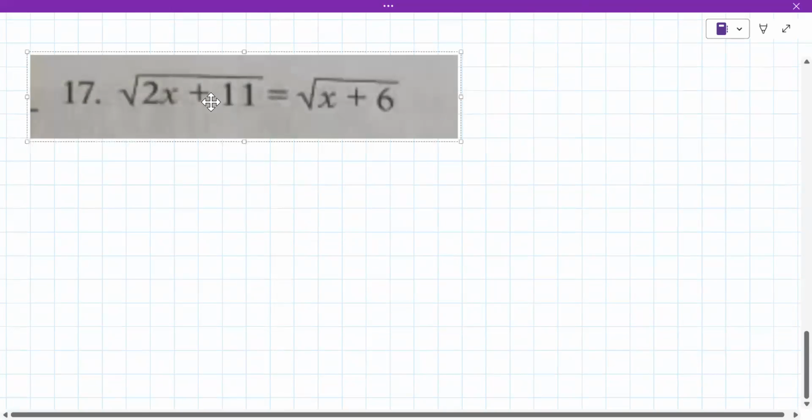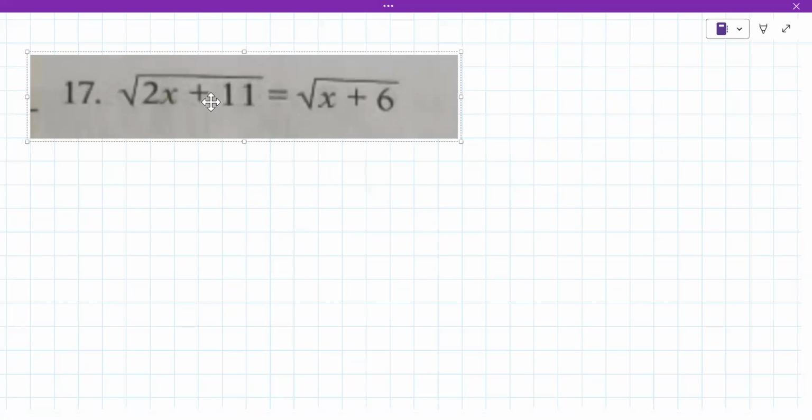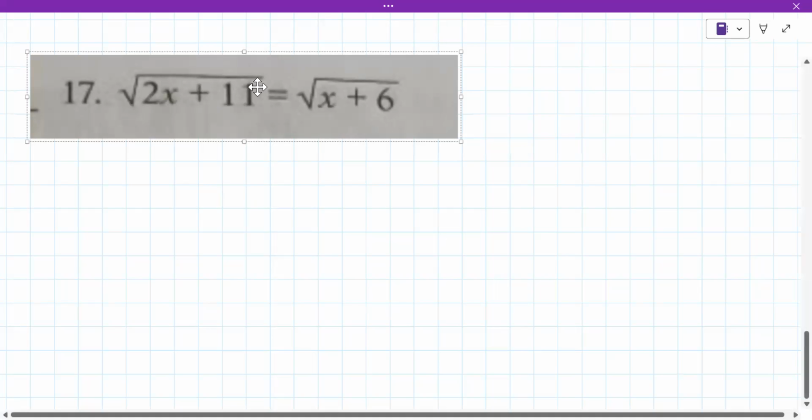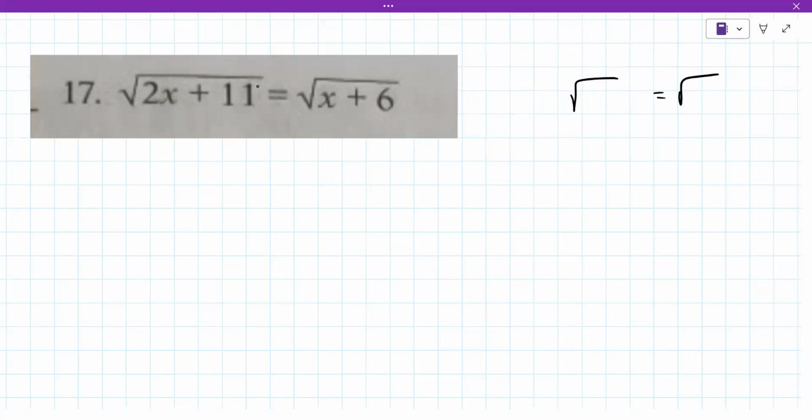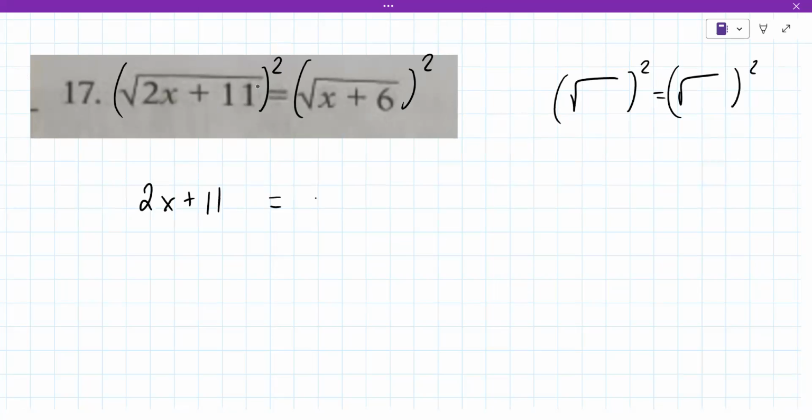We're back to solving. I think these are a little more intuitive because solving, it's like, okay, I'm going to get a number at the end. I'm excited about that. So when you see a problem like this with square roots on both sides, square root equals a square root, the solution requires you to square both sides. Okay. So when we square both sides, the square undoes the square root. So this becomes on the left 2x plus 11 equals x plus 6.